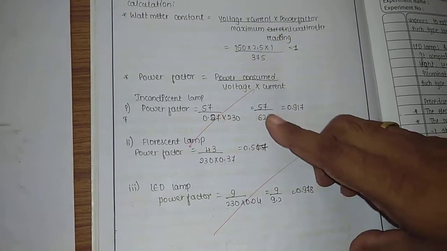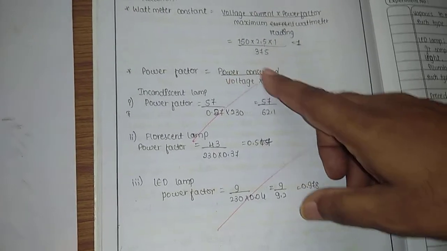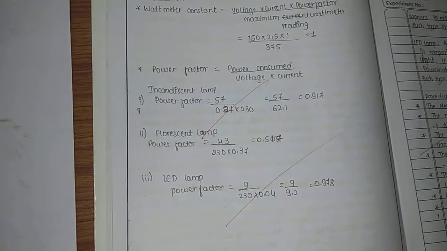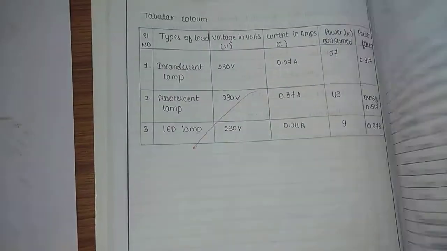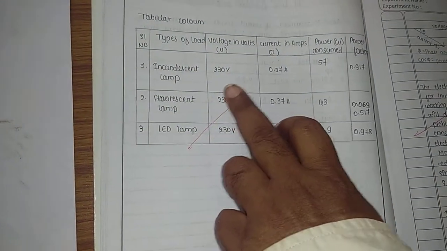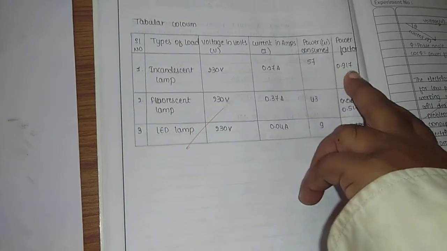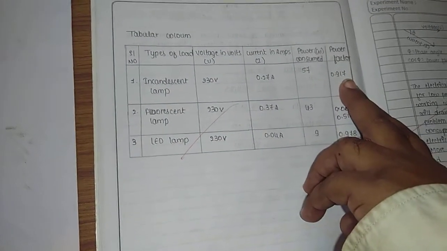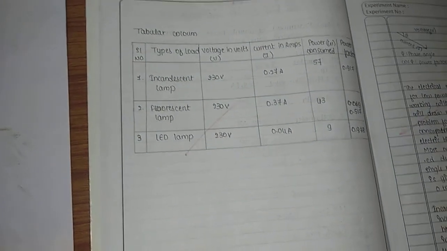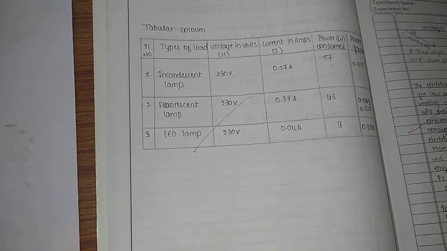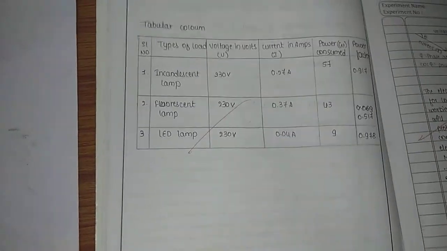Hence, after knowing the wattmeter constant, we have to calculate the power factor. Power factor equals power consumed divided by voltage into current. Power consumed we get directly from the wattmeter reading times the constant. With voltage 230 volts, current 0.27, and power consumed 57, we get 0.917 as the power factor. So actually it is a unity power factor, because for a resistive load this value should be nearly 1. Practically we are getting 0.97.